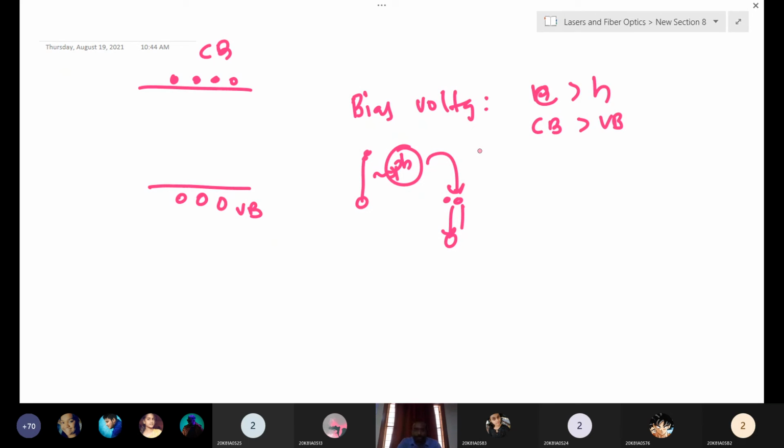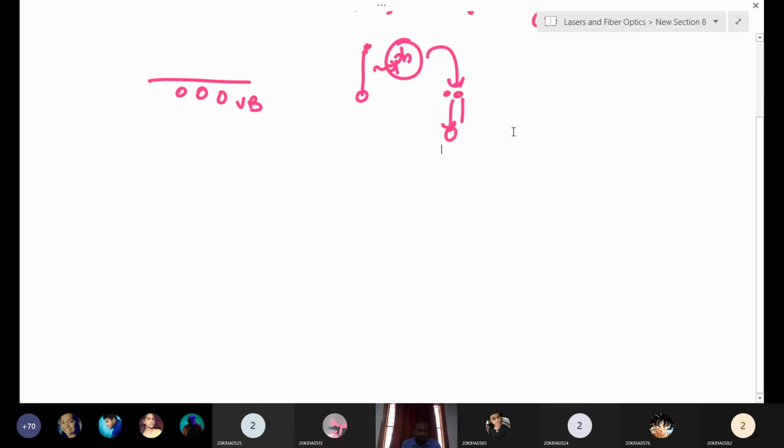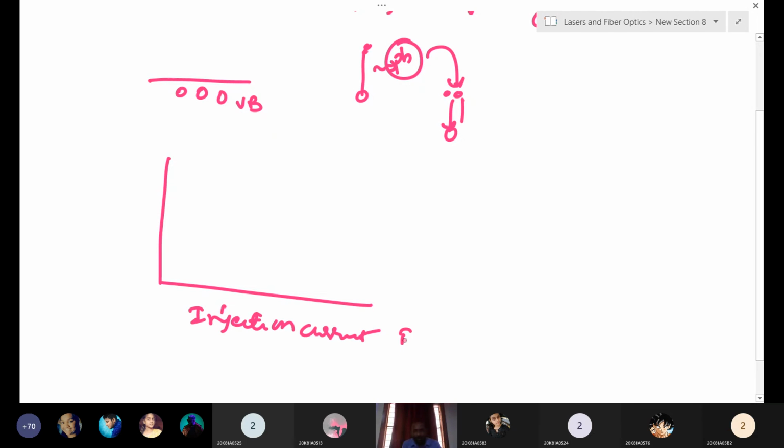One more important point is, if you plot the output power against the injection current, this is the injection current I, and this is the laser output power. Up to a certain voltage there is no power, after that it will start. Like this we see the laser power: output power versus injection current.